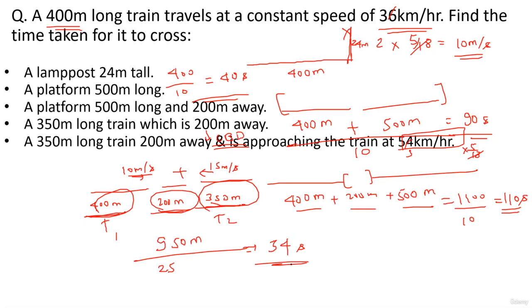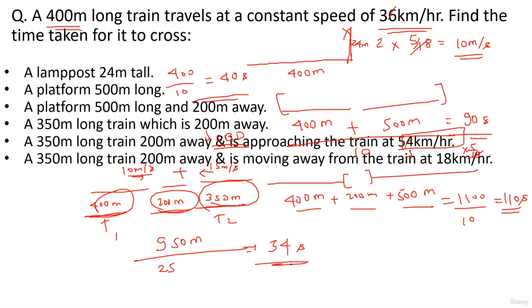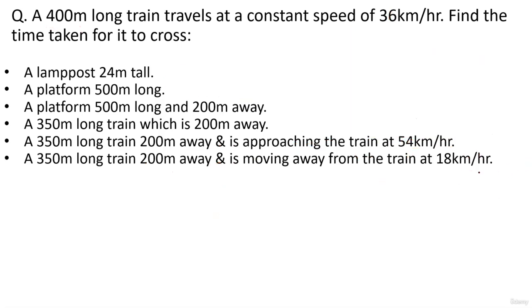Okay, one more question we'll solve based on this, guys. A 350-meter long train, which is 200 meters away, is moving away from the train at 18 kilometers per hour. Now, moving away means they'll basically be traveling in the same direction, right? In this case, let me remove everything here.